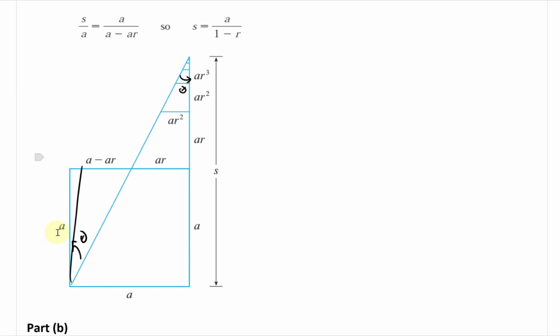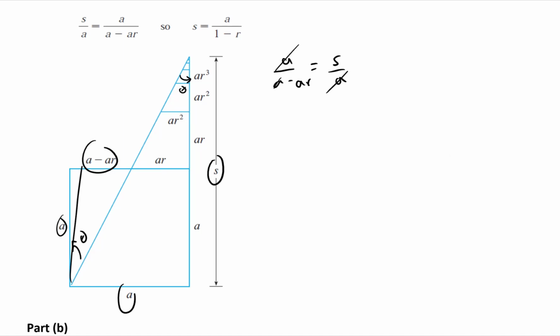So you can have A over A minus AR, this one to this one, equal to this inside one, S to A. Equals S over A, and you could divide by the A everywhere. And this is not AR, this is AR. You divide by A, cancel all that out, you get S is equal to 1 minus, A over. Let's do it again. I got that mixed up.